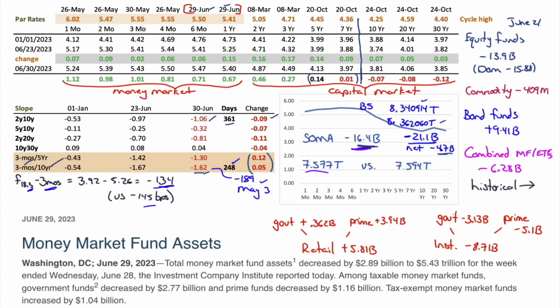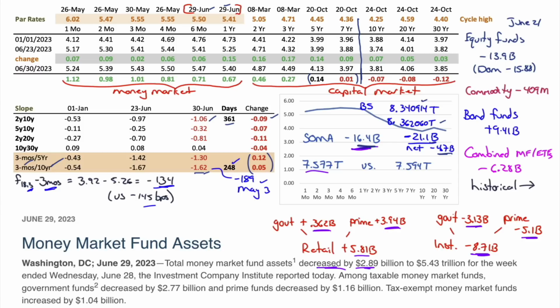If we look at money market flows, decreased again, 2.89 billion, but retail increased. Retail money flows into retail money market, into government increased 362 million. Into prime funds increased by 4 billion. It's institutions that had the decrease in government of 3.13 and in prime by 5.1 billion. So the question is, where is that money going? And there's a belief that, well, it must be going into the equity market.